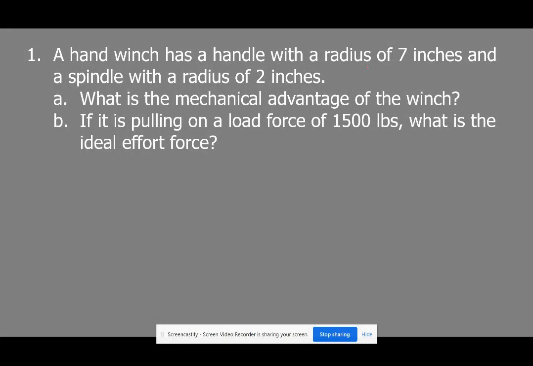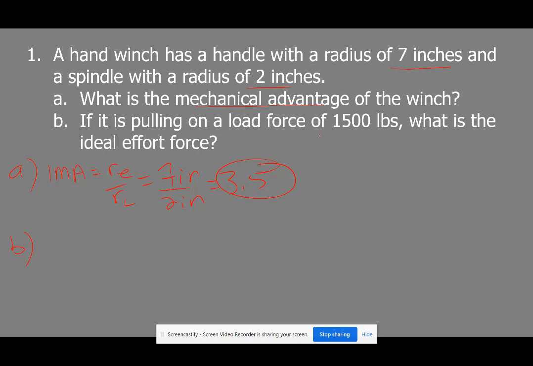A hand winch has a handle of radius 7 inches and a spindle of radius 2 inches. What is the mechanical advantage? Notice it doesn't say find the IMA or the AMA, just find the mechanical advantage. So then you just use what you have. We have a load radius and an effort radius. So that's going to lead me to use the IMA formula, which is effort radius over load radius. The effort radius is your 7 inches, load radius is 2 inches, and it gives me a mechanical advantage of 3.5. That's all there is to it.